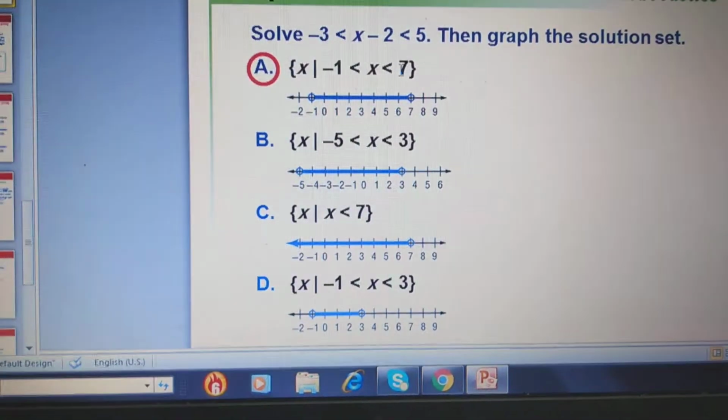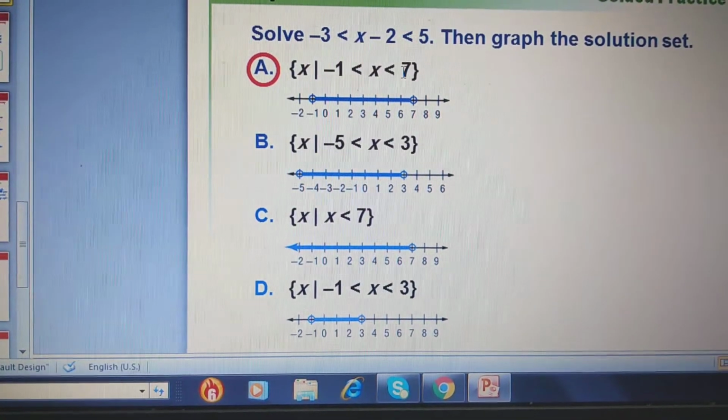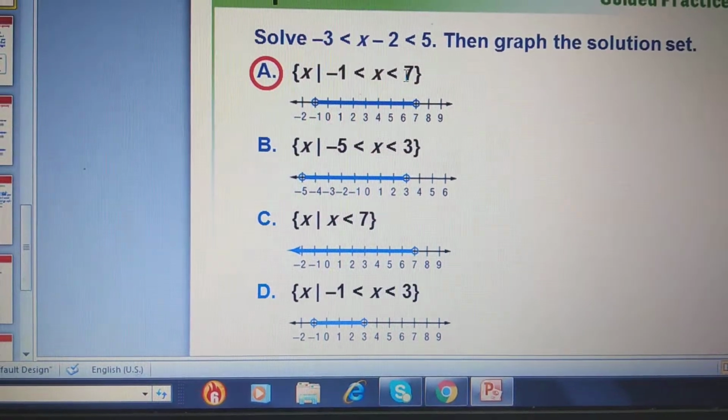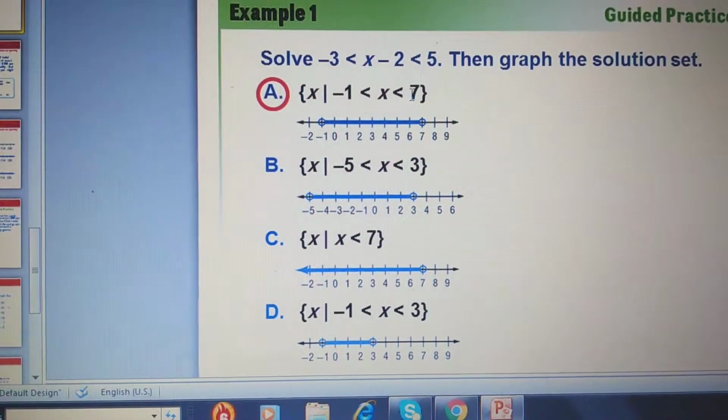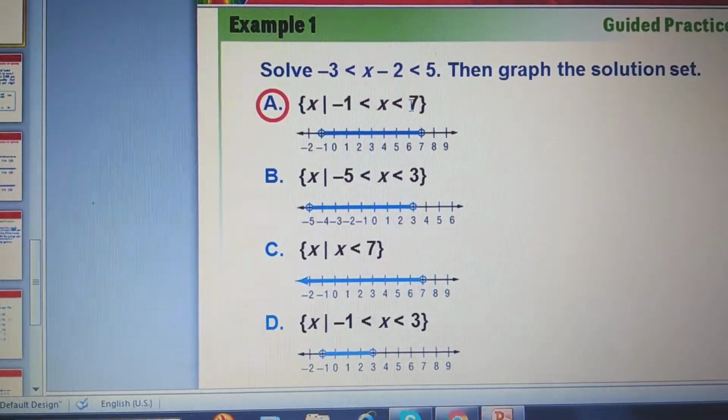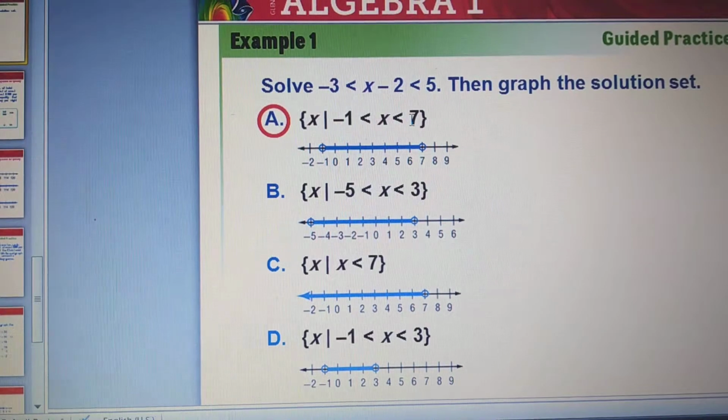How do we graph it? We draw a number line. We put an empty circle over negative 1 and an empty circle over 7. Then I connect between them, because when we have and, the solution is a limited group. This means it has a start and end.